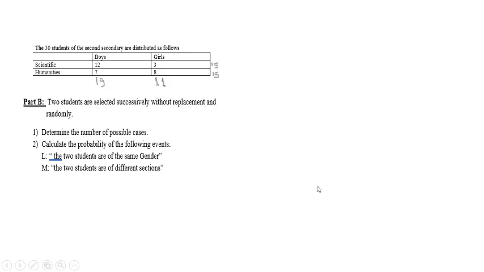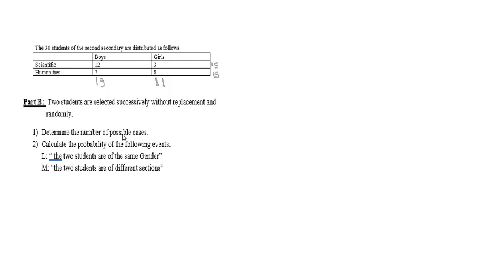Part B, we still have the same table, the same numbers, but the selection is different now. Two students are selected successively without replacement and randomly. Successively without replacement, we do have an order but without repetition, so this is an arrangement. You should use A, or you can use the Windows method, okay? Determine the number of possible cases. Number of possible cases, this is a counting part, it's not probability.